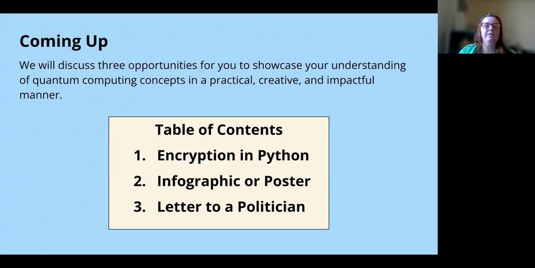Awesome. So we will have 3 types of project options for you. We'll have one, encryption in Python, another option, which is an infographic or poster, and a third, which is a letter to a politician.